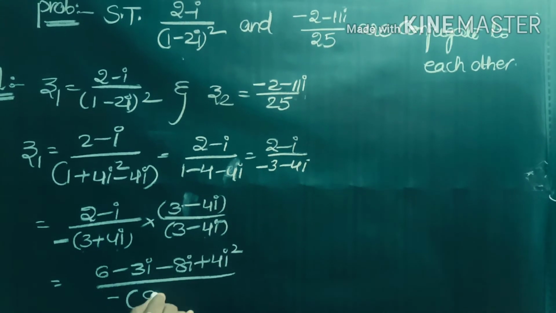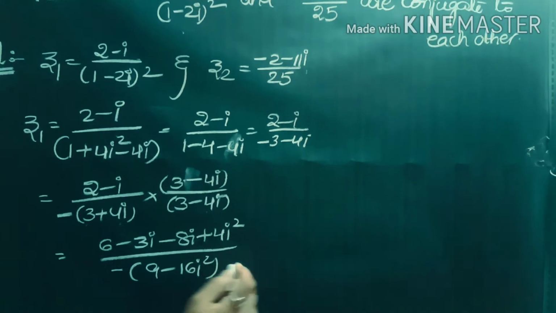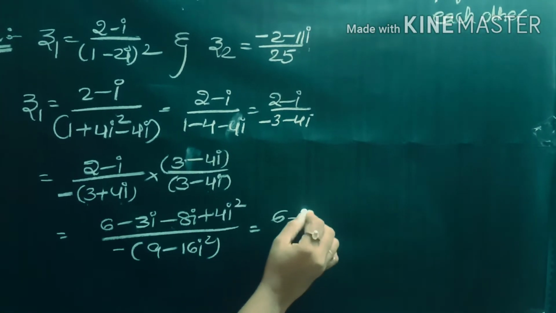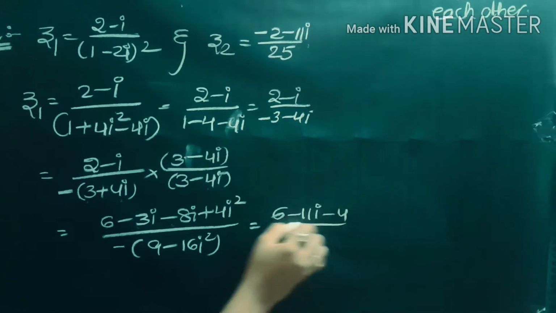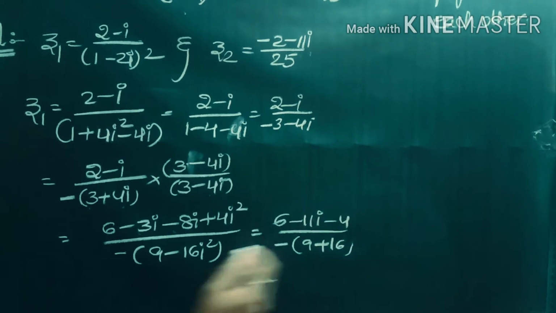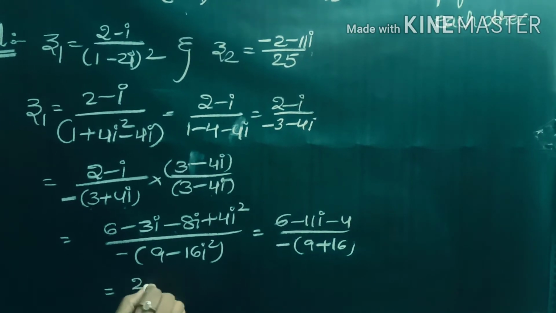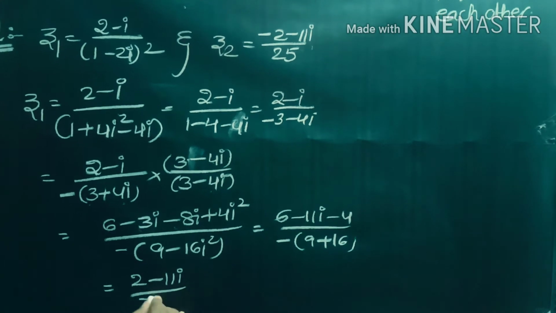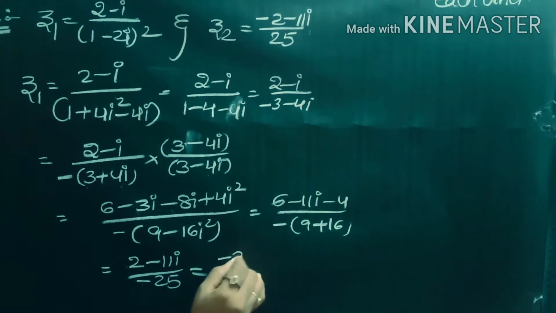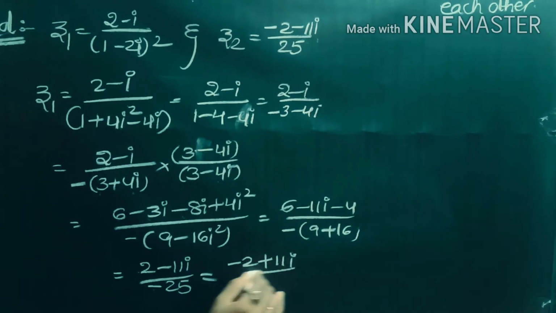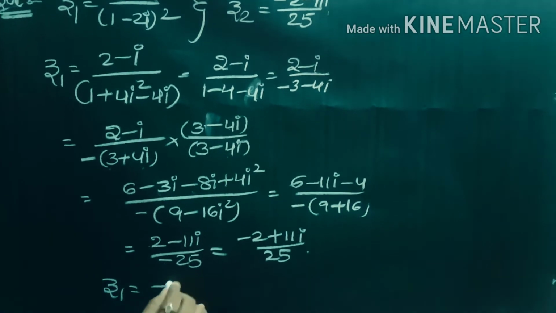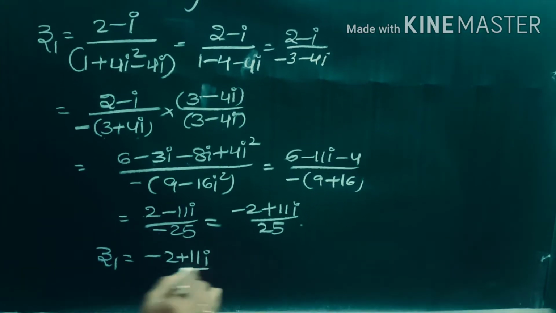over -(a - b)(a + b), that is -(9 - 16i²). So this is (6 - 3i - 8i - 4i... 6 - 3i - 8i + 4i², and i² is equal to -1, so that is 6 - 3i - 8i - 4) over -(9 + 16), and this is equal to (6 - 4 = 2, 2 - 11i) over -25, and applying this minus to the numerator values, (-2 + 11i)/25. So here we get z1 equal to (-2 + 11i)/25.